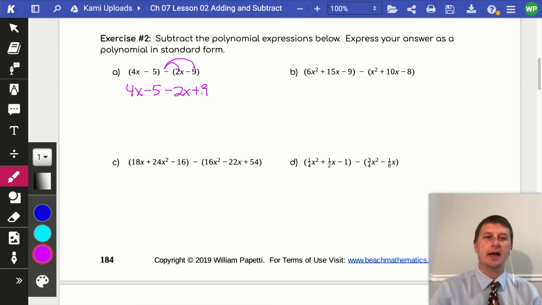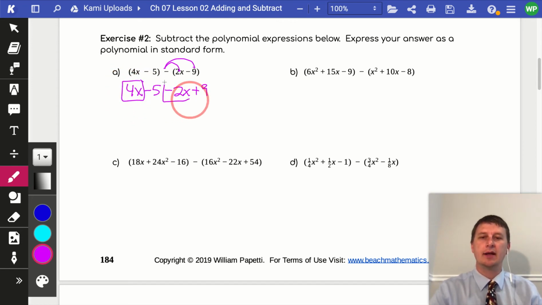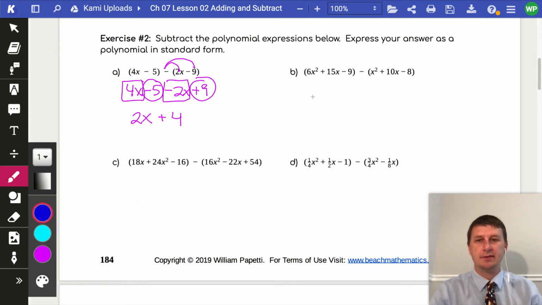Now that we've distributed the negative sign inside the parentheses, because we're subtracting the whole entire parentheses, not just the first term of it, we're going to combine our like terms. So I see a 4x and a minus 2x, which will give me 2x. And then I see a minus 5 and a plus 9. When I combine those two, I'm going to get a plus 4. So I have 2x plus 4 as my simplified solution in standard form.